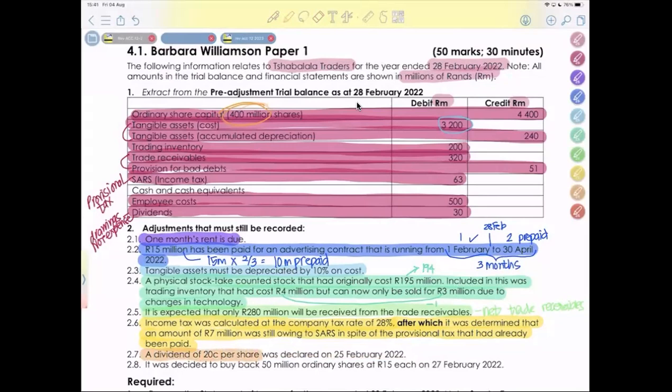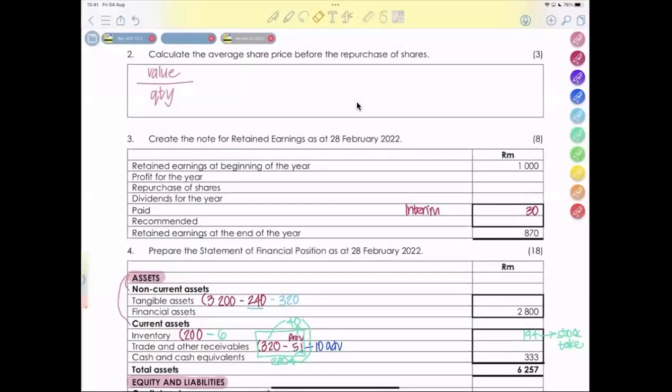A dividend of 20 cents per share was declared on the 25th of February. Since we haven't yet been told about any other shares that have been issued, we will use the 400 million shares information that has already been given to us and take that figure times 20 cents.